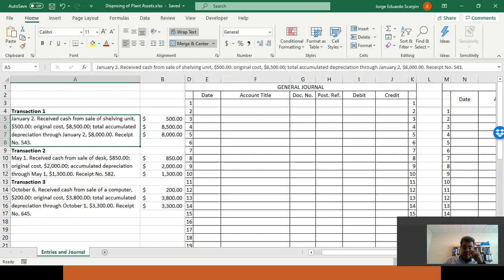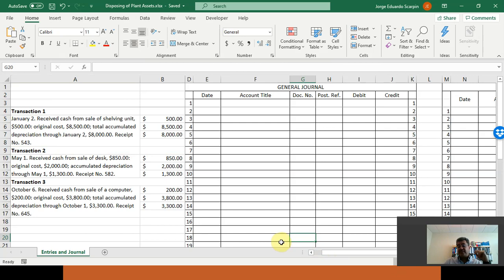So let's go. When we make the disposal of any asset, we have three possible scenarios. Transaction 1, 2, and 3. For instance, a plant asset, the book value is 10. We can sell it for 10, no gain or loss, 11, a gain, or 9, a loss.